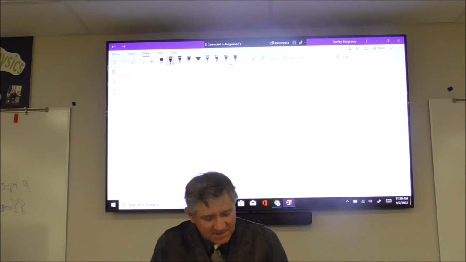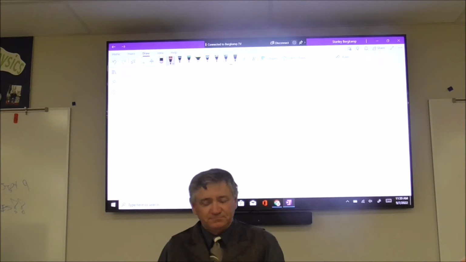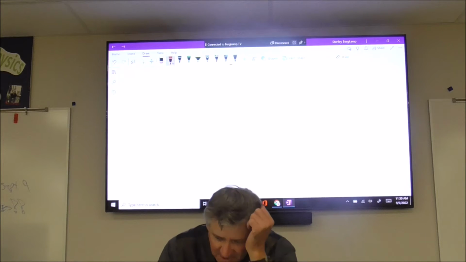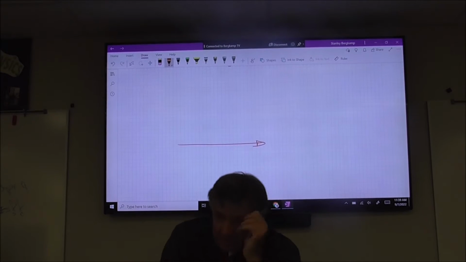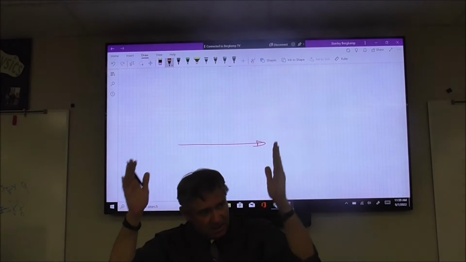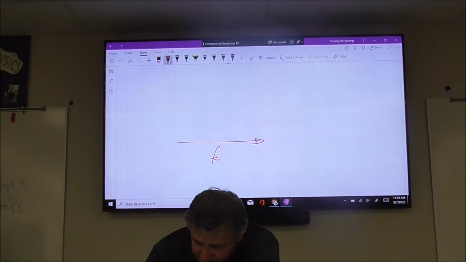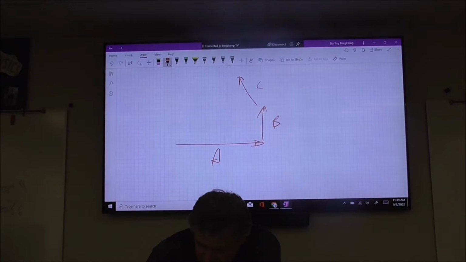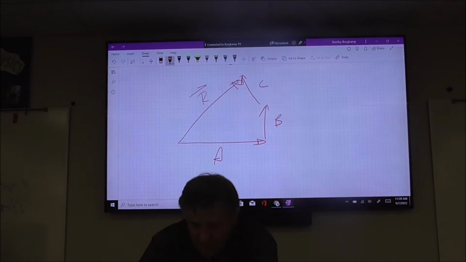So let's say, for example, you have number 5. I just want to make sure everybody's cool with what I'm looking for. On number 5, you just make a sketch. You're actually going to draw this out. You're going to draw a line 5 centimeters long. Here's going to be vector A. Here's going to be vector B. Here's going to be vector C. And then you're going to draw that resultant.